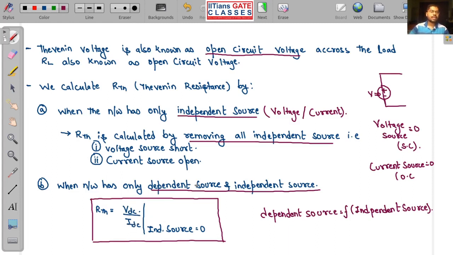So what is RTH when we have dependent source and independent source? It is equal to the voltage across the load divided by the current flowing into through the load, and the condition being independent sources are all equal to 0.